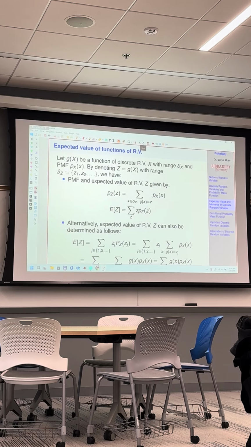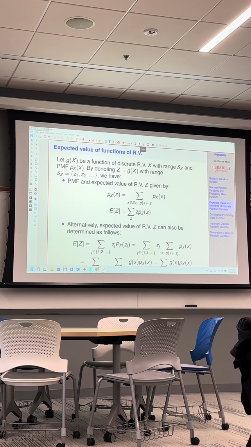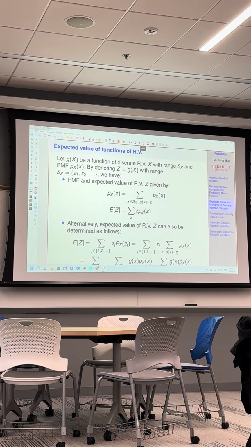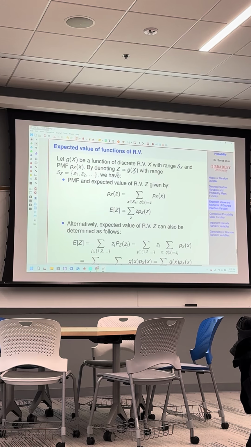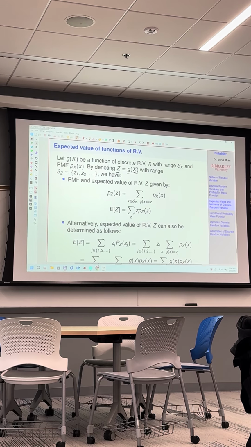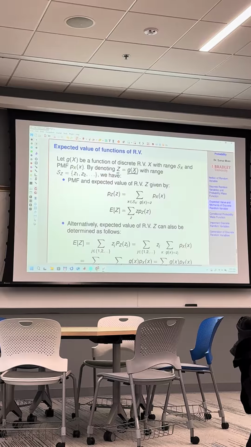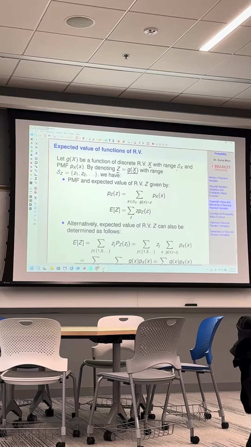Okay, so now we are moving to a more complex scenario. Here, I am going to use not only x, I'm going to use another random variable, which is a function of another random variable. So z is a function of another random variable. Let g of x be a function of discrete random variable x with range. So you know the range of x.